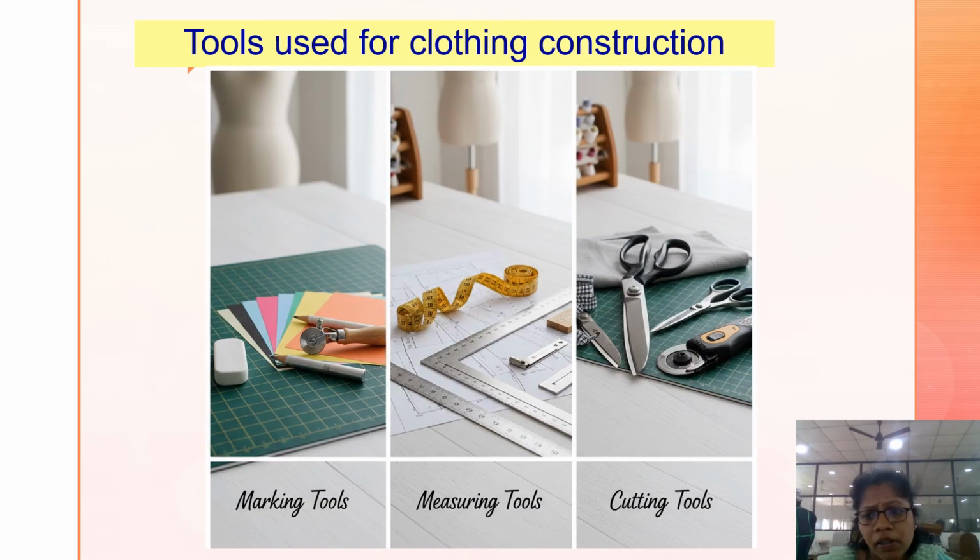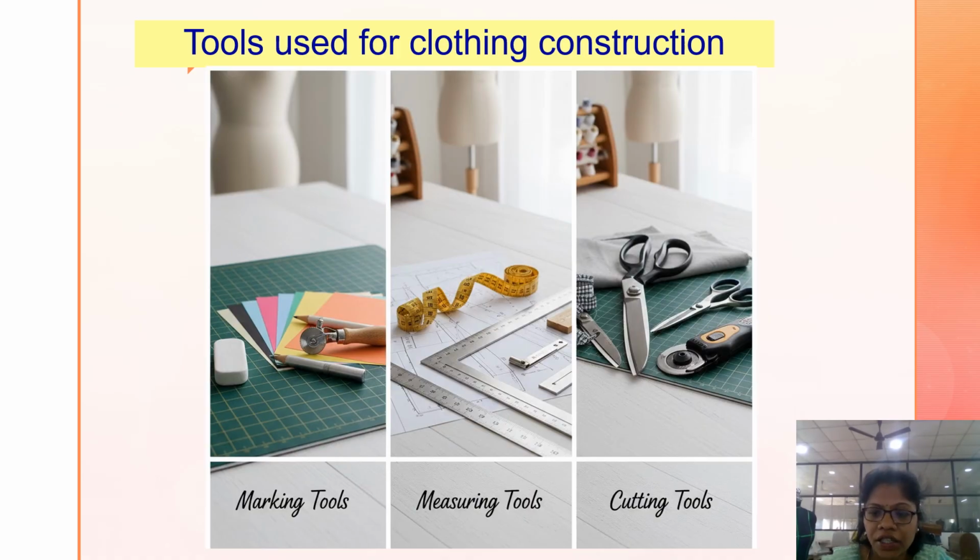Even carbon papers come in many types. One is coated with wax, the other is a simple see-through paper like tracing paper. Tracing papers are suitable for pattern making, and carbon papers are suitable for transferring the lines onto the fabric. Now coming to the measuring tools.